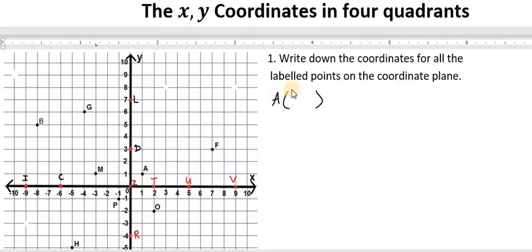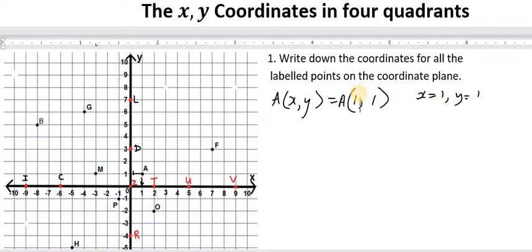Point A has an x location and a y location. You move towards the x-axis and write down on the x-axis the x location is 1. Then you go across to the y-axis, identify the y location, and the y location is also 1. So for point A, coordinates are x equal 1, y equal 1.